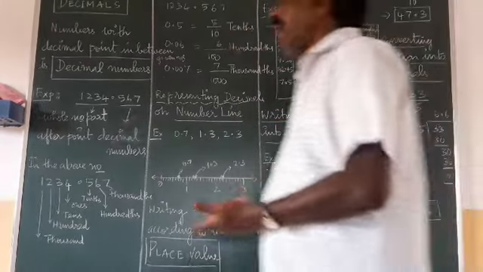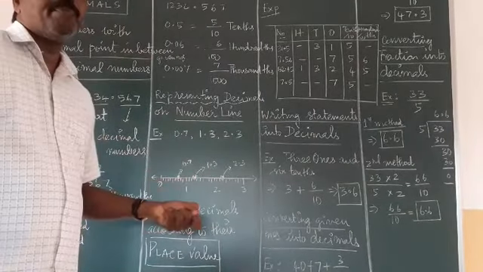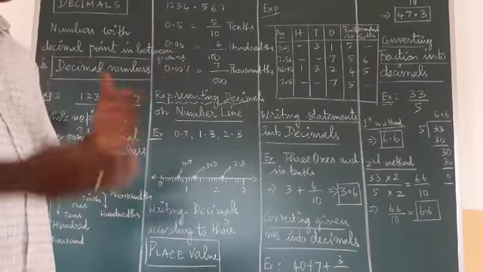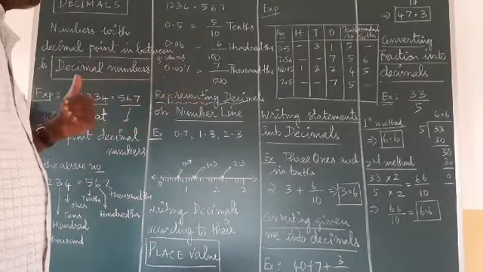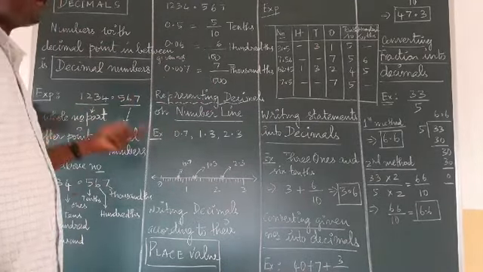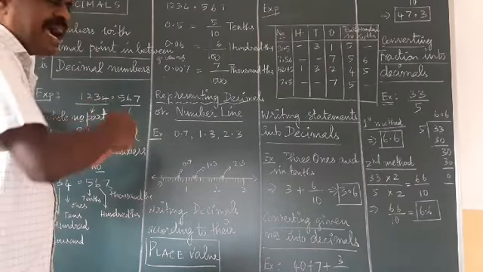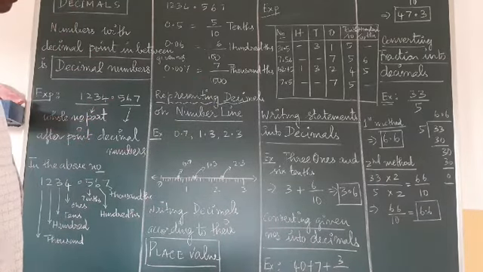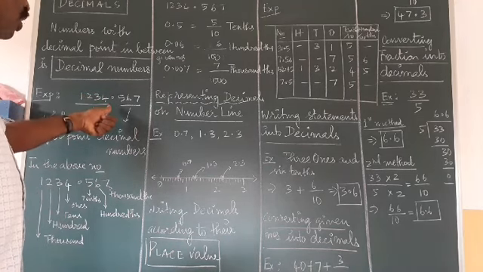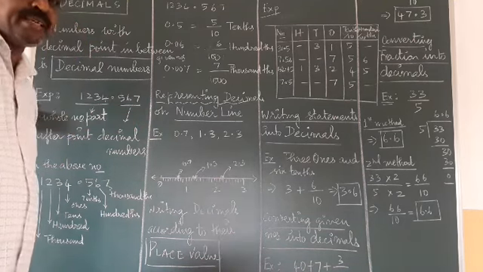Decimal means what? In a given number, if a point is given in between, then it is called a decimal number. And a decimal number will have two parts. One is the whole number part, another is the decimal part. In the whole number part, there won't be any decimal. In the decimal part, the numbers start after the decimal point. Okay. So here in the example, I have taken 1, 2, 3, 4 point 5, 6, 7. I have taken 3 digits here after the decimal.